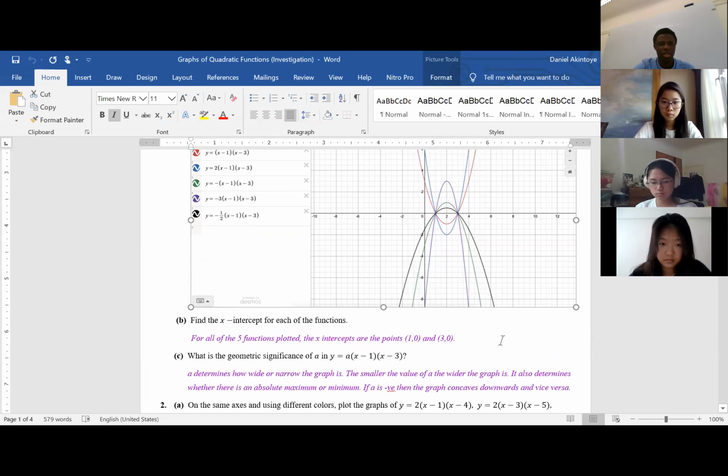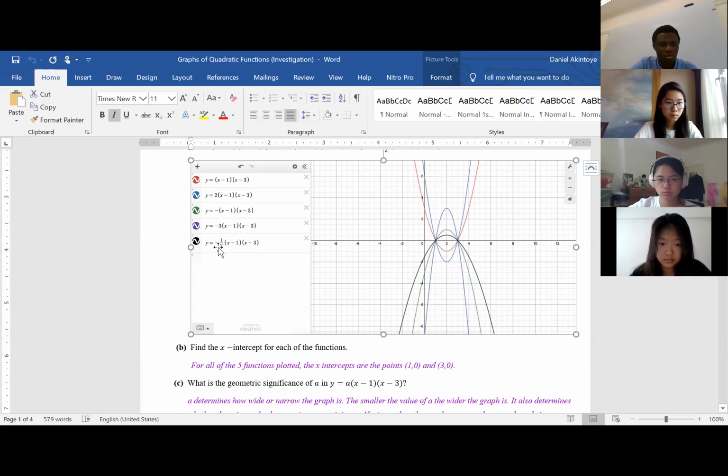So let's see what that means. Now the one in black here is half, and you could see it's wider and it's a maximum compared to when it was 1. The one in green, you could see that it's not as wide as the black one. It's still a maximum. Look at the -3, which is in purple.